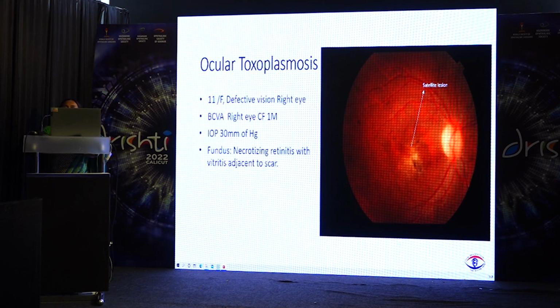Let's discuss ocular toxoplasmosis. It has different phases. The common, typical one is a necrotizing retinitis adjacent to a scar.